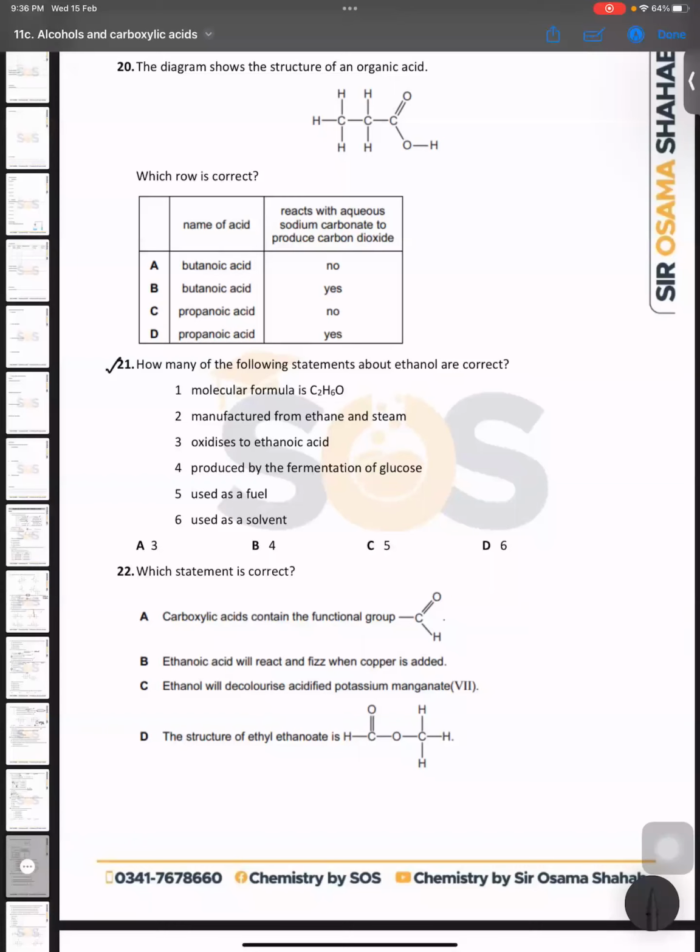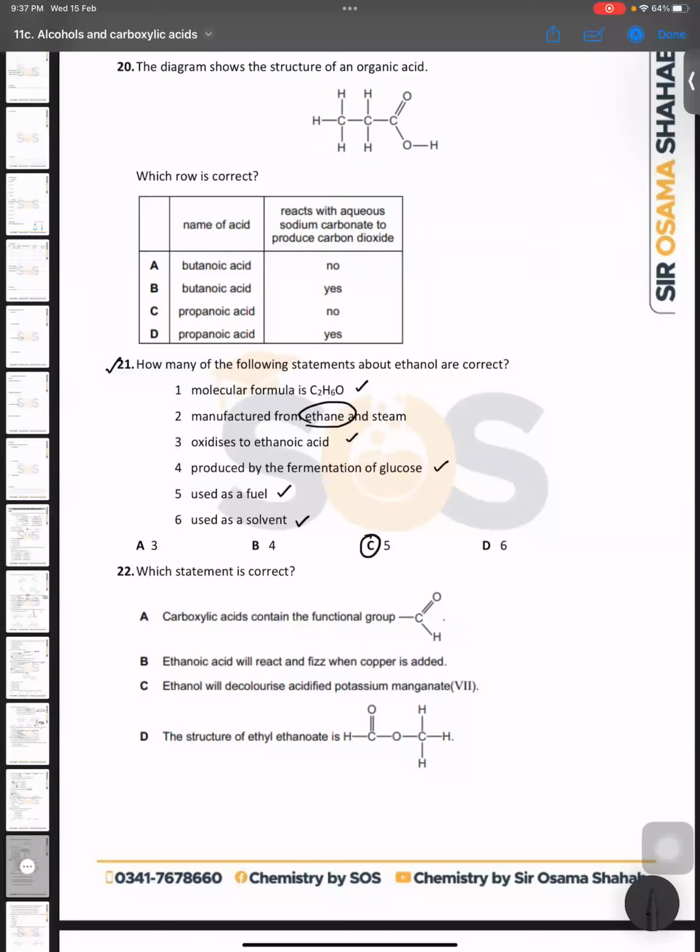So how many of the following statements about ethanol are correct? So the molecular formula of ethanol is right. Then manufactured from ethene, not ethane, it is made from ethene, right? Oxidizes to ethanoic acid, that is right. Produced by the fermentation of glucose, that is right. Used as a fuel, that is right. Used as a solvent, that is right. So 5 of them are the right answers. So it would be C. Right, Bacho?